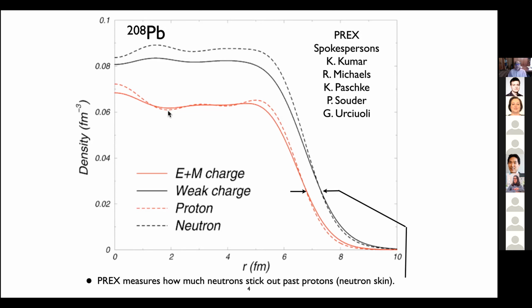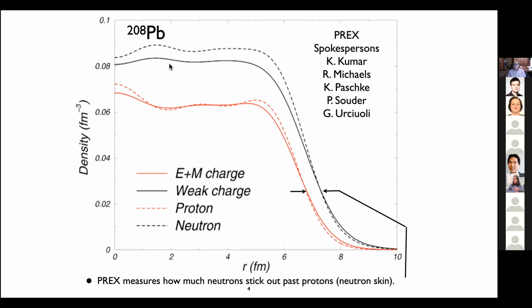So now we want to go on and look at the neutrons. The black dash is the point neutron density. If you fold the neutrons with the weak form factor of a single neutron and add a small contribution associated with the weak charge of the protons, you get the solid black curve. So that's the weak charge density in lead. The black curve is the weak charge density, and the red curve is the electromagnetic charge density.